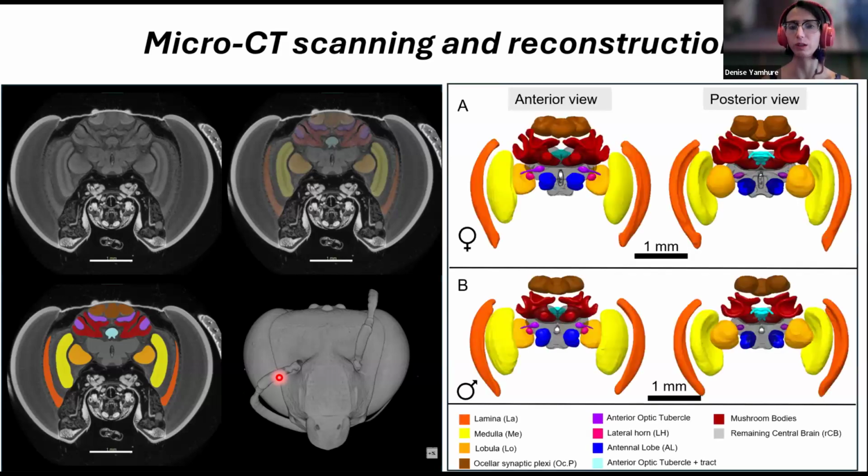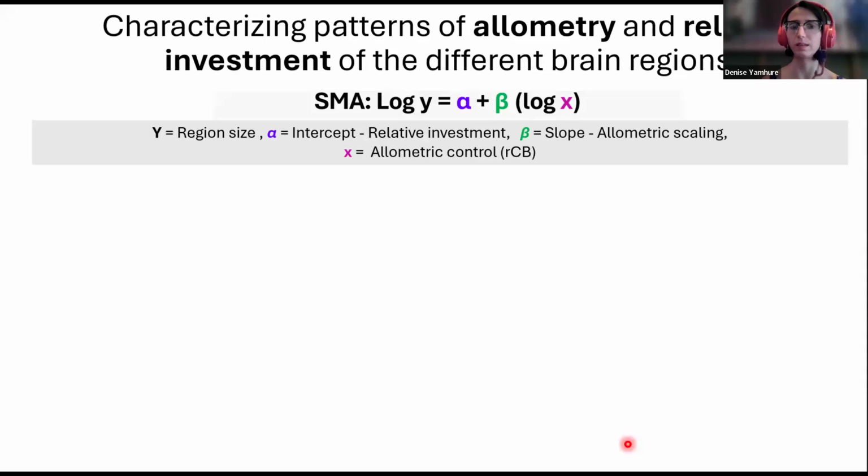And then I reconstructed the standardized brain atlas for both males and females. In the upper panel, you see the standard atlas of the females, and in the lower panel, you see the standard atlas of the males, color-coded with the different brain regions of interest. After I did this, I was able to calculate differences in allometric scaling or relative investment using standardized major axis regressions.